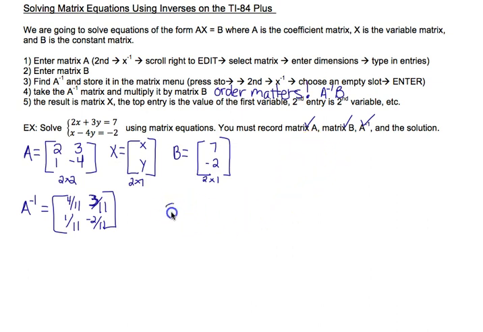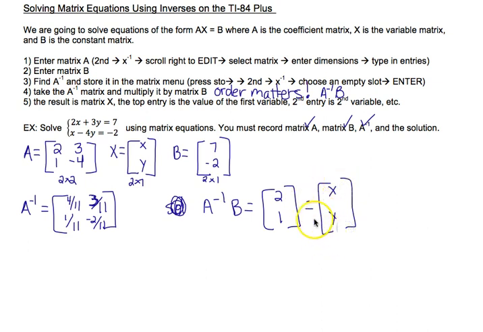So the solution, I could just write out, A inverse times B equals this. What that means is that this is equal to your variable matrix. Because my variable matrix was X, Y, this is now saying 2 equals X, 1 equals Y. And so the final solution, as an ordered pair, since it was a 2 by 2 system, would be 2, 1. That would be my final solution and my final answer.